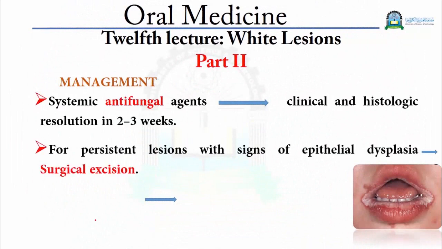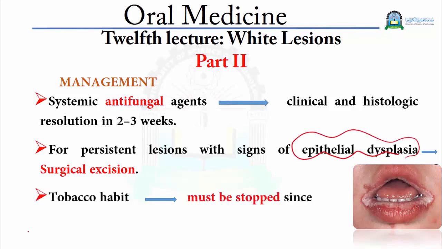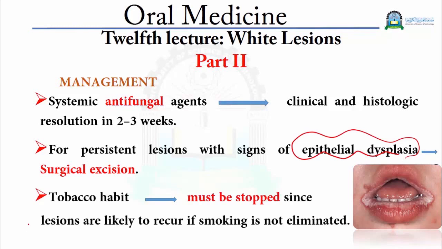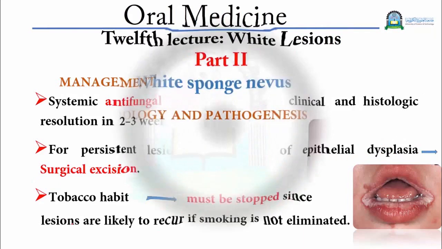Management of Candida Leukoplakia: systemic antifungal agents lead to clinical and histological resolution after 2 to 3 weeks. For persistent lesions, you need to perform surgical excision, especially if there are signs of epithelial dysplasia. The tobacco habit should be stopped since the lesions are likely to recur if smoking is not eliminated. So if the cause is present and the patient continues his or her habit, the lesion will recur.